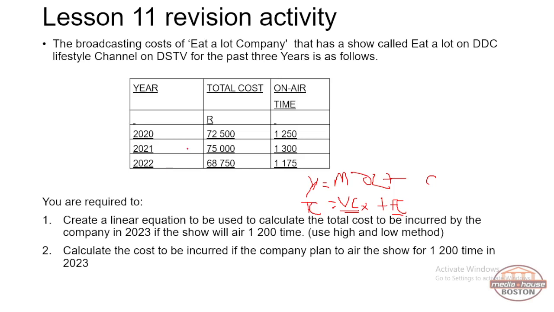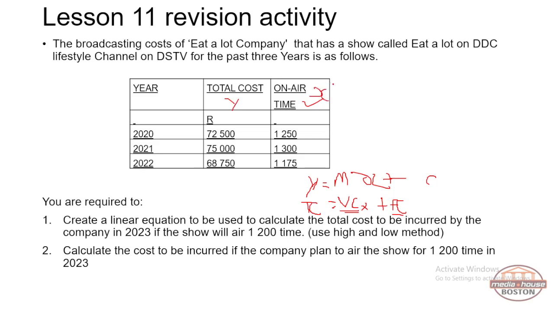So from our activity, we need to identify the activity type. What is the activity being performed? The activity being performed is the number of times the show gets to be aired on TV. In 2020 it was aired 1,250 times, in 2021 1,300, and in 2022 1,175. Therefore, the total cost will be our Y and this will be our X.